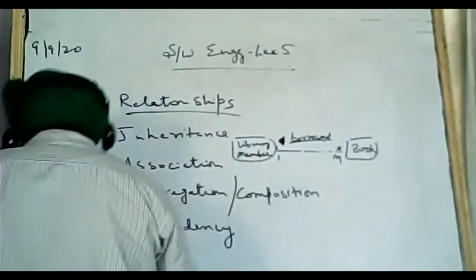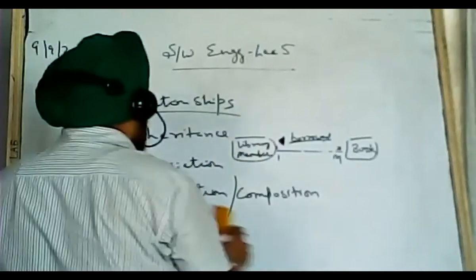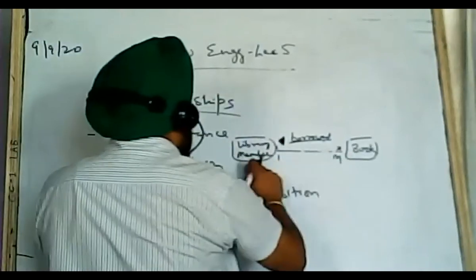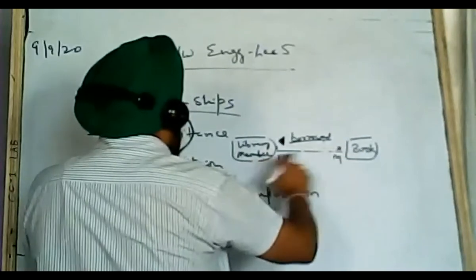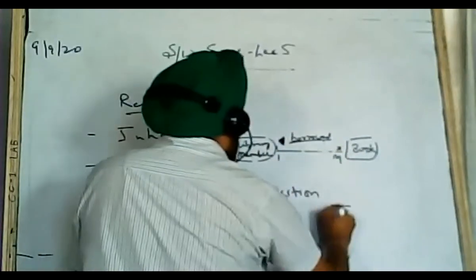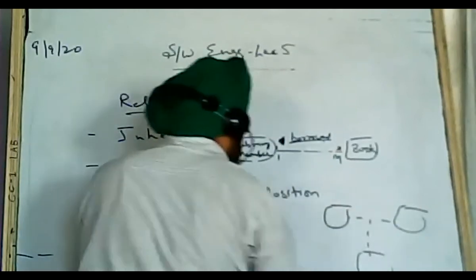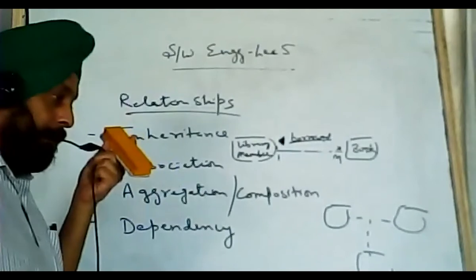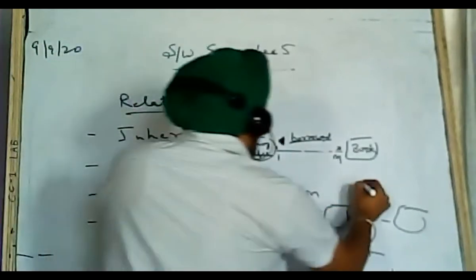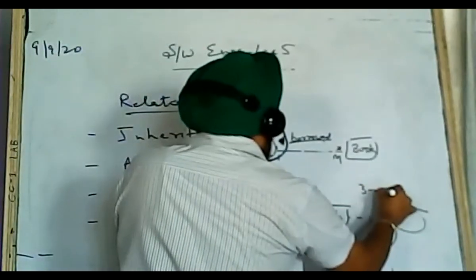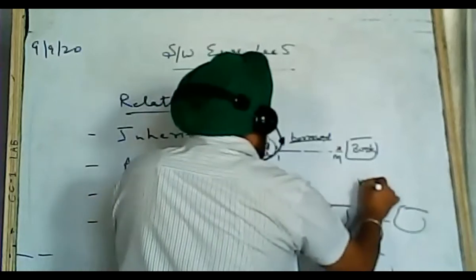So it can be a unary relation, it can be a binary relation. Two instances of different classes are related. If three instances of different classes are related with each other, then it is known as a ternary relationship.